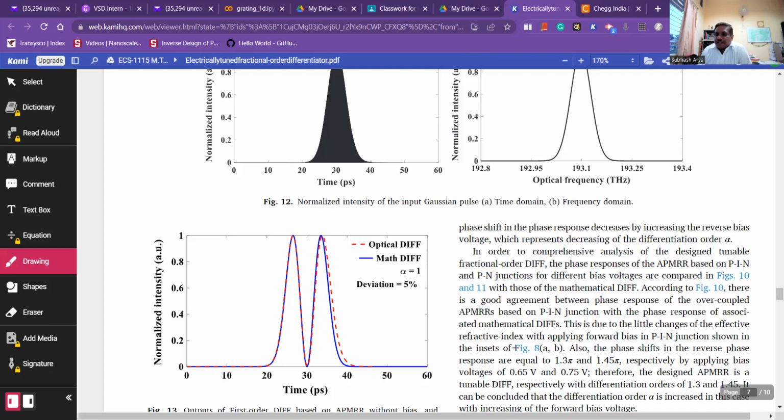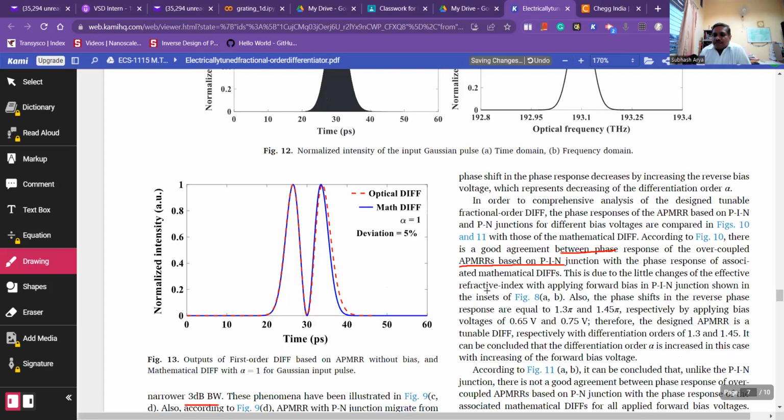In order to comprehensively analyze the design to enable a fractional order differentiator, the phase responses of the APMRR based on PIN and PN junction for different bias voltages are compared in figures 10 and 11 with those of the mathematical differentiator. According to figure 10, there is a good agreement between the phase response of an overcoupled APMRR based on PIN junction with the phase response of the associated mathematical differentiator.